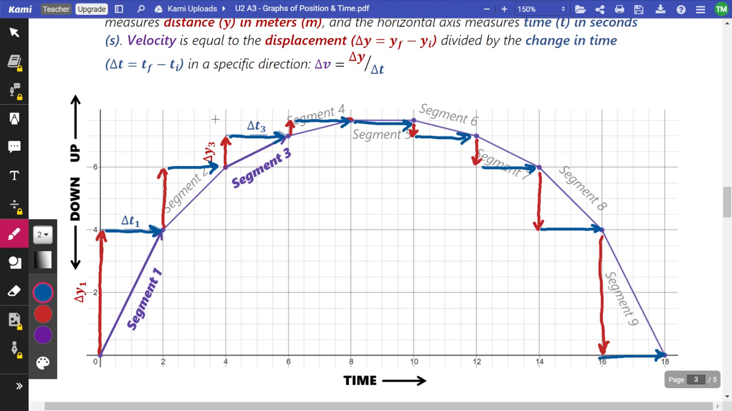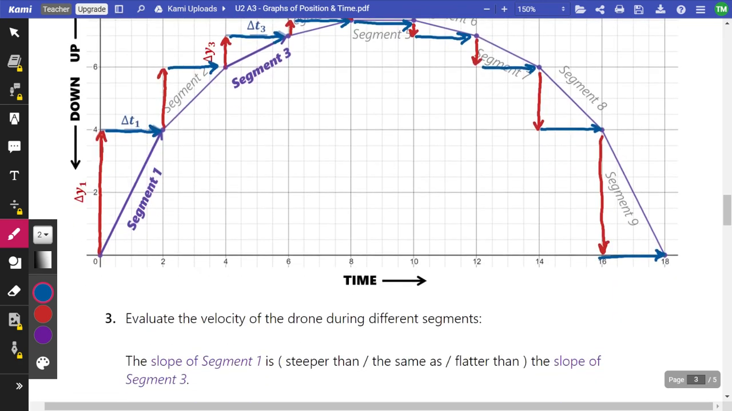If your line is flatter, if it's not as steep, if it's shallower, then you're not covering as much distance in some amount of time. If you compare these blue arrows, all these segments of time are about the same, but you're either covering a big distance or a small distance. So let's see what their questions are asking for.